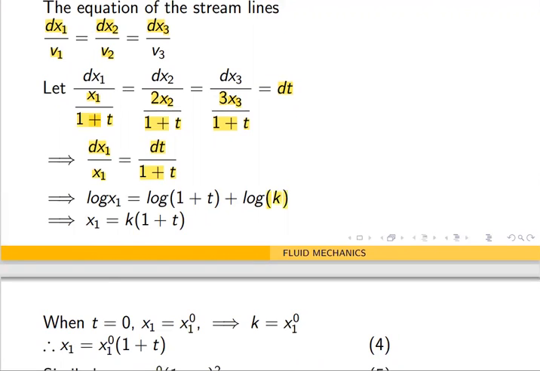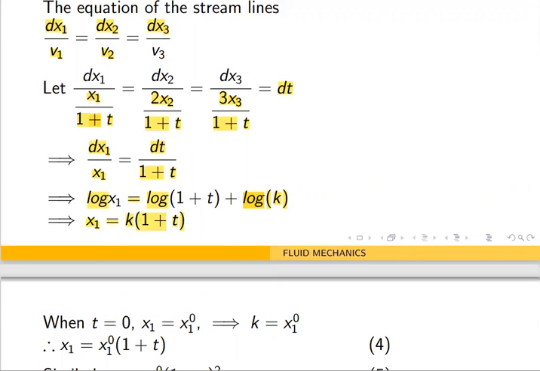You can take this k as a function of xi naught also. And why are we taking log here? Because we have log on the other side also. That is why we are taking this log of k. Instead of k, you can also take any function of xi naught because xi naught is fixed. And x1 equal to k into 1 plus t.